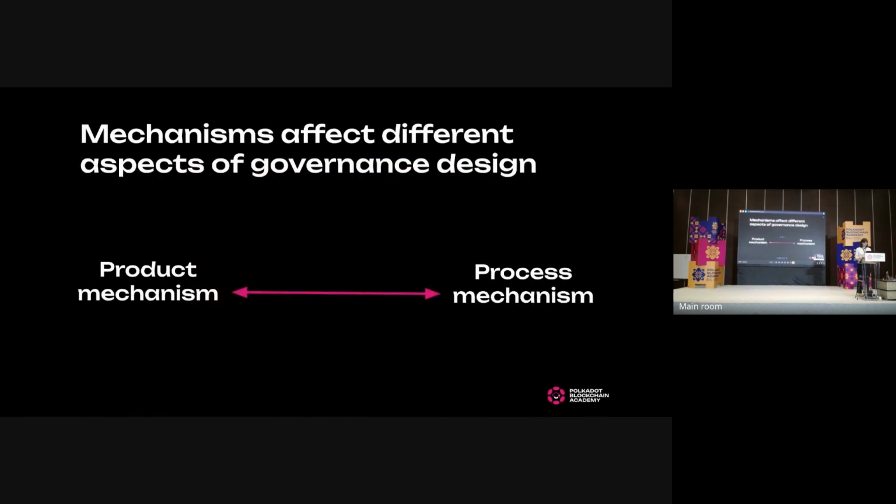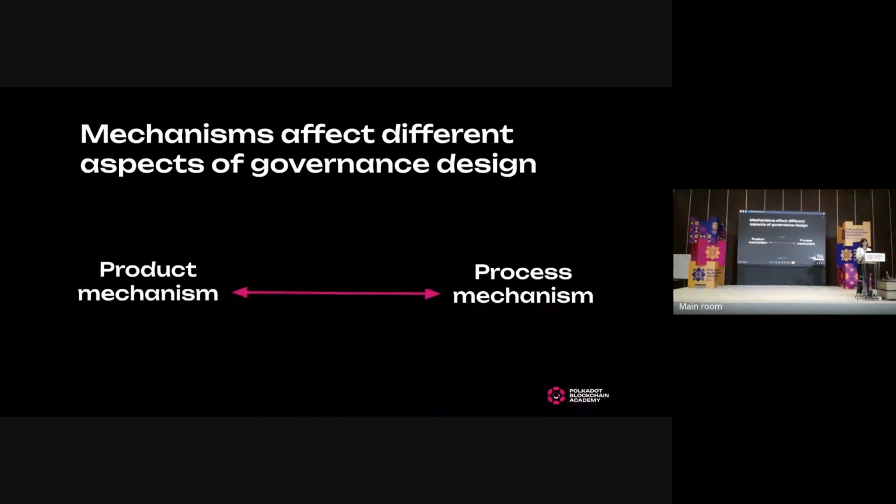So there are different trade-offs, and mechanisms affect different aspects of governance design. Generally speaking, we have process mechanisms and product mechanisms. Process mechanisms are more the how of governance, right? So what kind of voting procedures do you have? Who can propose? What kind of quorum is needed? Are there any appeal timelines or delays? These are all the how of governance decisions and how to create a process.